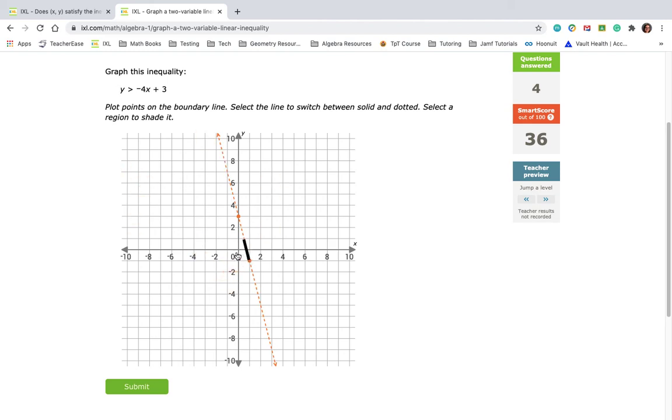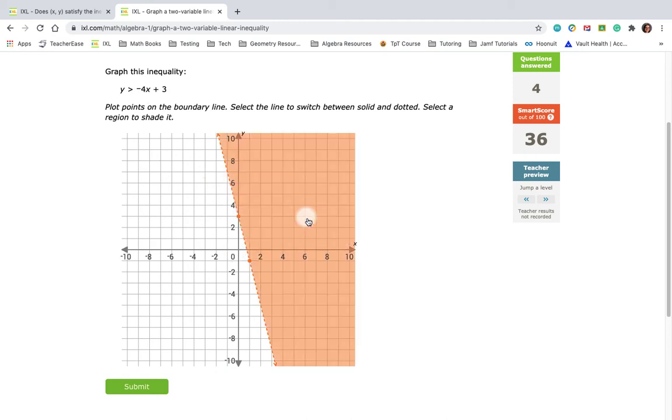This time, my line isn't going through the point 0, 0. So I like to use 0, 0 whenever the line is not going through it, because then it's easy. I have 0 is greater than, this is 0 plus 3. So 0 is greater than 3. Is that true? No. So I would shade over here.